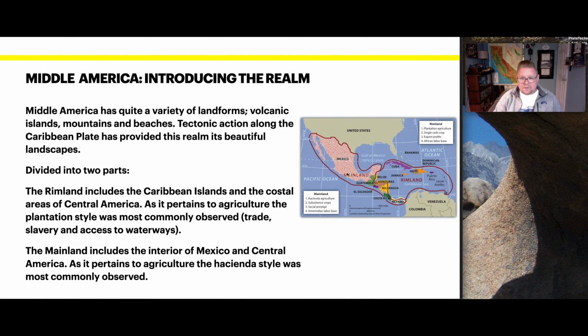Now, the mainland, which is connected here to the United States, includes the interior of Mexico and Central America. As it pertains to agriculture, which again was a very prominent piece of its success, it was known as the hacienda style. And that's mostly because they did not import goods. Hacienda style is more of your ranch style, where you kind of produce for your community. You weren't dealing with shipping yards and stuff like that.